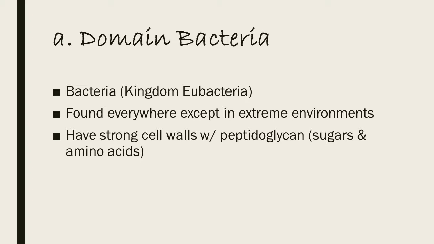When we look at the classification underneath the domain, we look at the kingdom, and this kingdom is titled Eubacteria. A lot of times you'll see it just called kingdom Bacteria. It means Eubacteria, same thing. Once again, they are found absolutely everywhere, but not in extreme environments. That's where we find Archaea bacteria. They have strong cell walls made of peptidoglycan, which is made up of sugars and amino acids, which we will learn more about later in the notes.